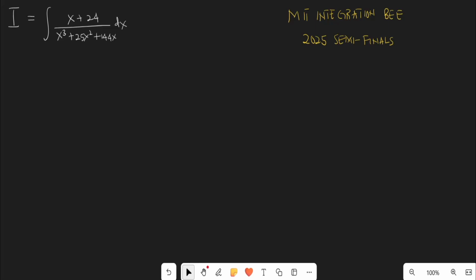So in this tutorial we are going to look at this MIT integration B question. This is 2025 semi-final question. So let's start off by rewriting this integral.